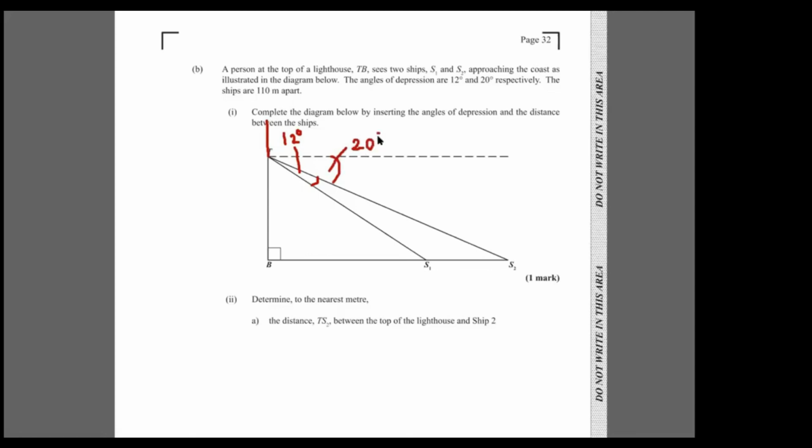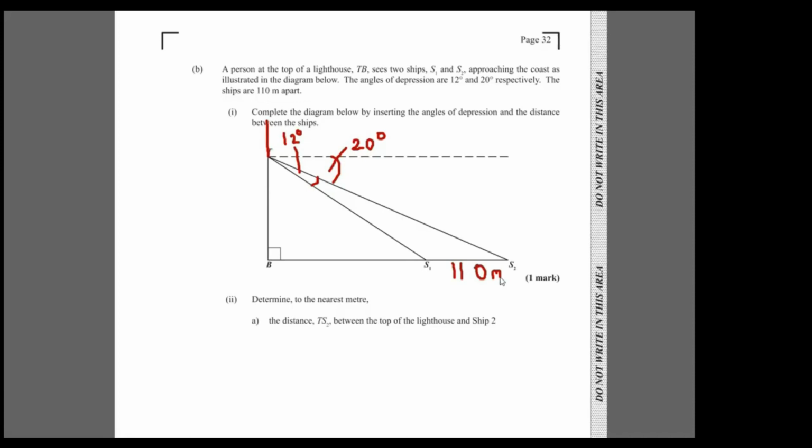And then what else do they tell us? They tell us the ships are 110 meters apart. So the distance between S1 and S2 is 110 meters. That's all they give away. They're not giving anything crazy. The distance between the ships is 110 meters. So that's it. We're good.